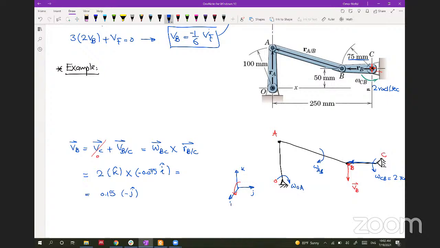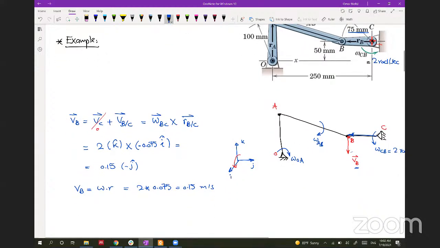So, and this is what we have. VB is in the negative J hat direction. So from the scalar form, VB is equal to omega multiplied by R, and the omega is 2 multiplied by R, which is 0.075, and it will be 0.15 meter per second. You should indicate the direction on the drawing so I can know that you predicted the direction right.